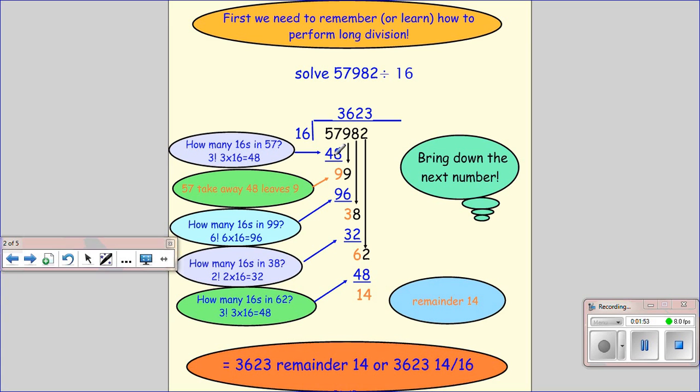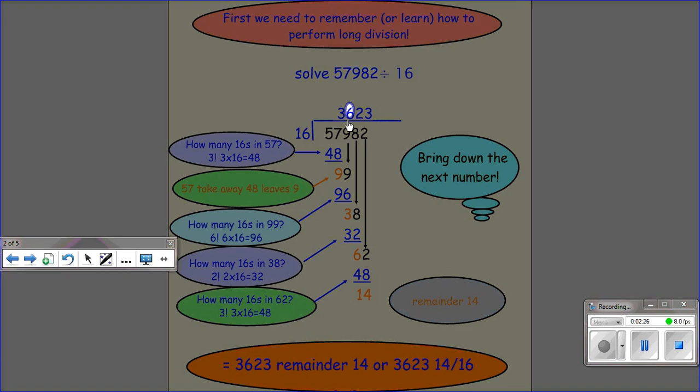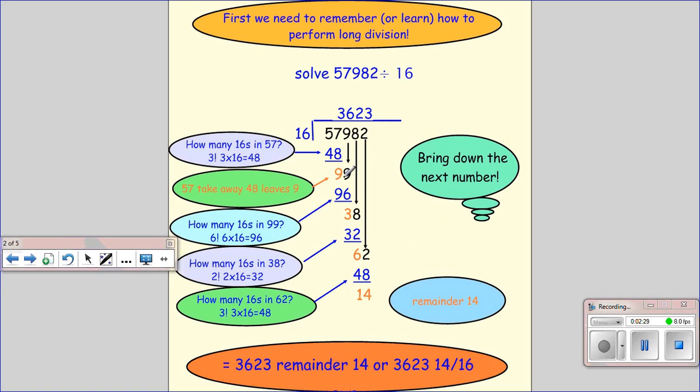Okay, then we subtract. 57 take away 48 gives us 9, so we have a 9 remainder. But we haven't finished the sum because there's more to bring down. So we bring down the next number, and in this case it's a 9, giving us 99. So then we want to say how many whole 16s fit into 99. 6 times 16 is 96, which we write here. We want 6, so we write our 6 up there. So then we do the subtraction again. 99 take away 96 gives us 3.